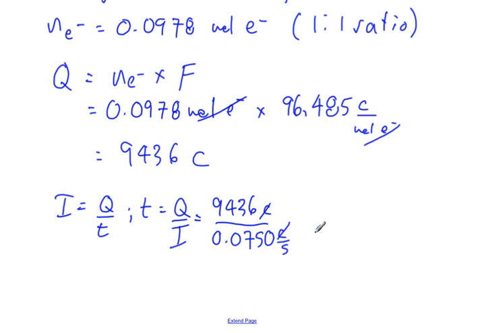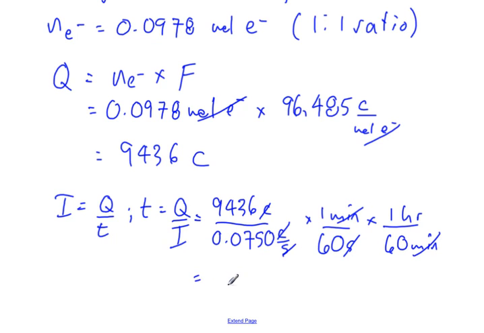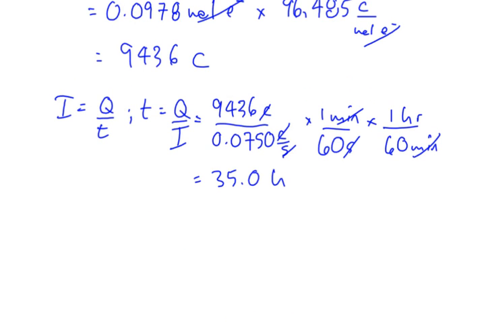So coulombs divide out, but I want to get it from seconds to hours. So I'm going to multiply by 1 minute per 60 seconds. Seconds is gone, so I have to also multiply by 1 hour per 60 minutes, to get rid of minutes and leave it in hours, and so in terms of hours, 35.0 hours, 3 sig figs, and there you go. With such a small current, you'd have to apply it for 35 hours to plate 10.55 grams of silver. So there you go. And that concludes this video.